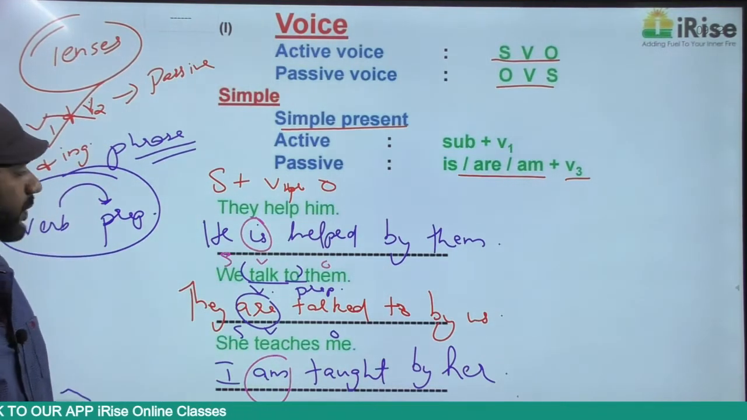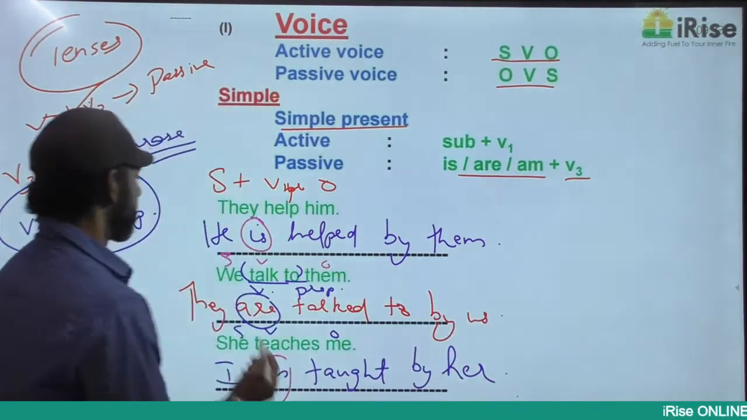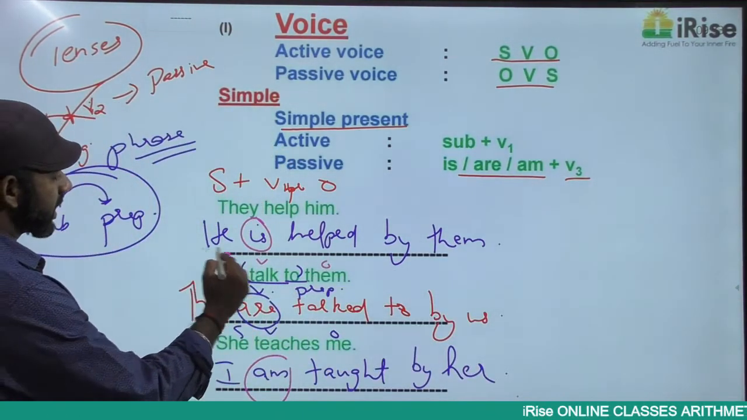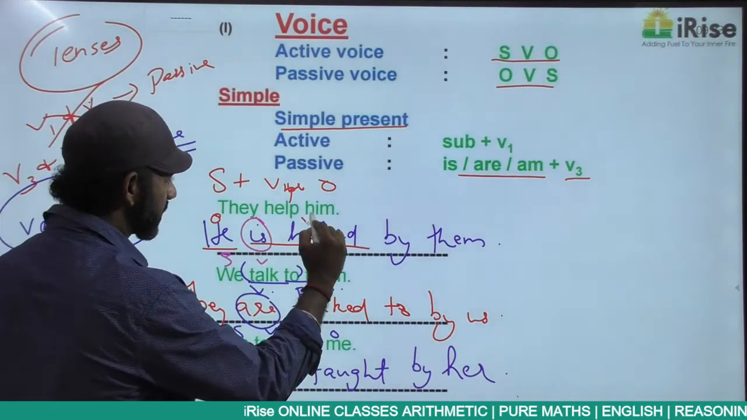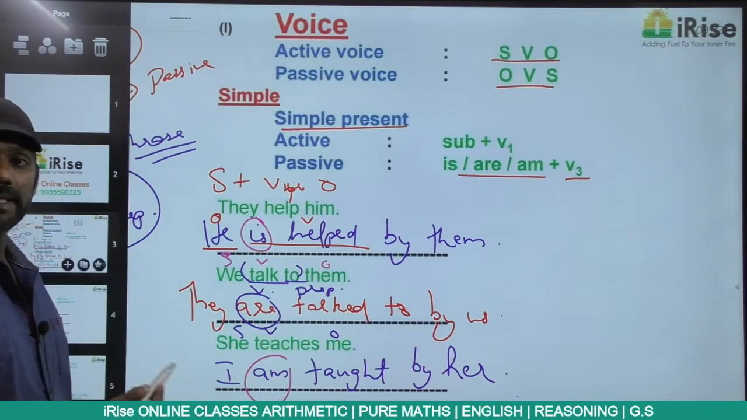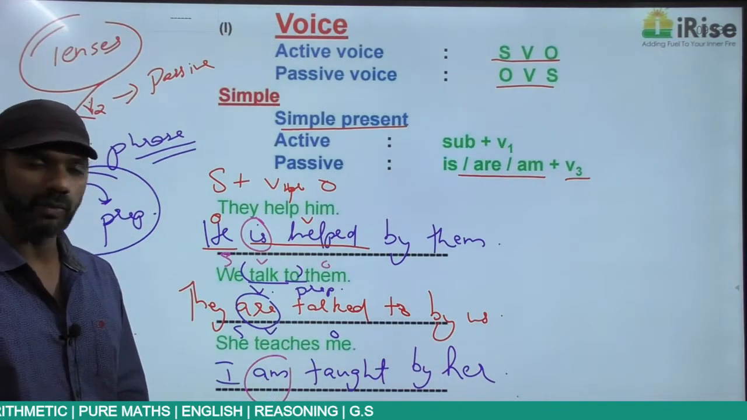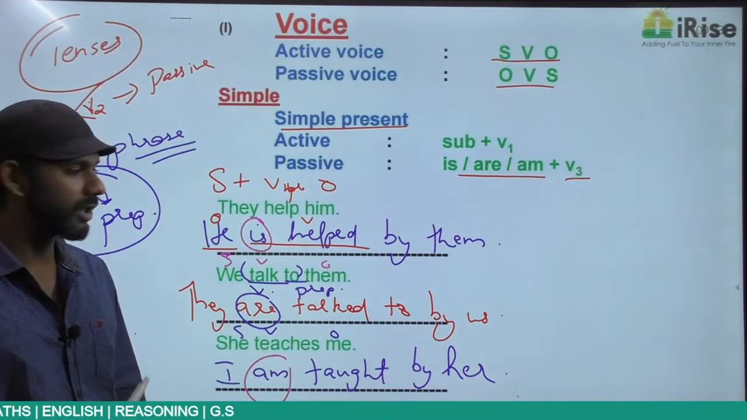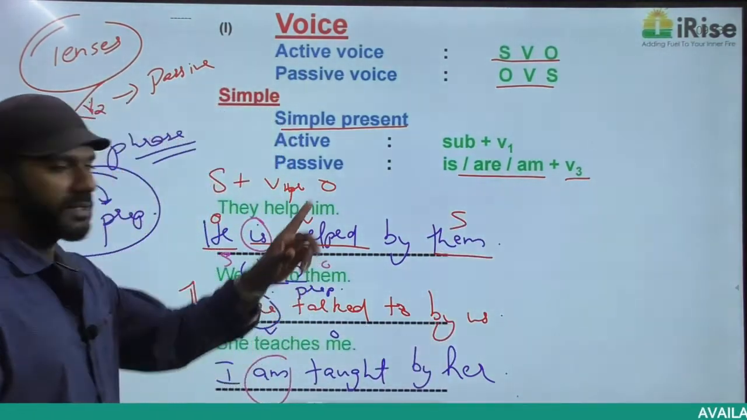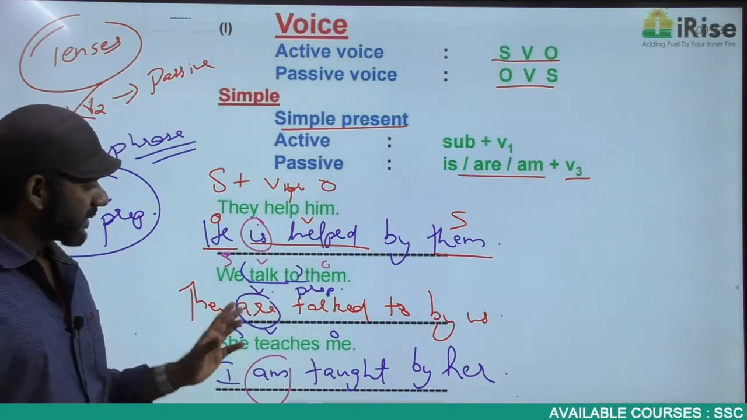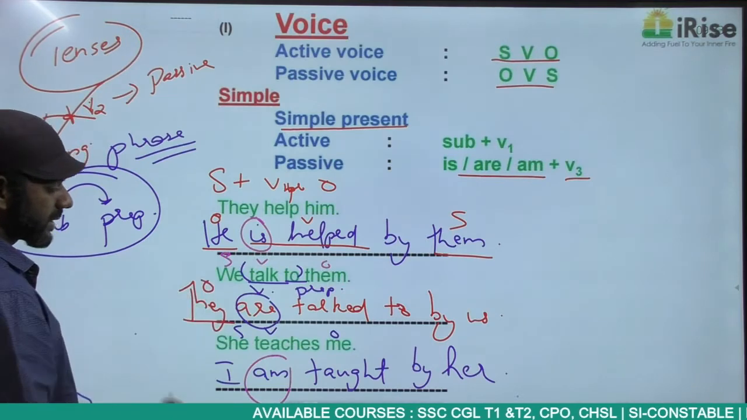Now come to these sentences once again. He is helped by them. The object here is he. Verb here is helped. Helped is a verb, is also a verb. Is is an auxiliary verb, helped is a main verb. So is helped is a verb here. Them is the subject, object, verb, subject, passive voice. They are talked to by us. They is object here.